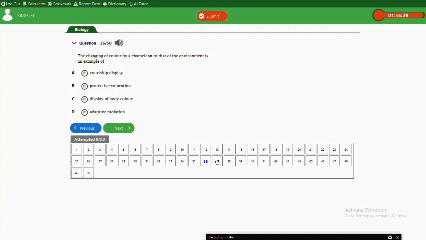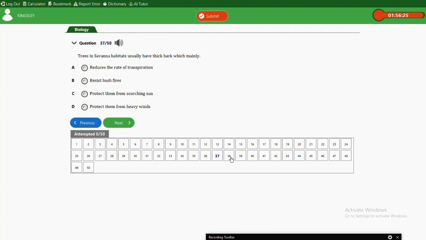So let's look at the next question here. It says the changing of color by a chameleon to that of the environment is an example of A. Courtship display, B. Protective coloration, C. Display of body color, D. Adaptive radiation. So guys, it's a protective coloration and B is the correct option to this question.